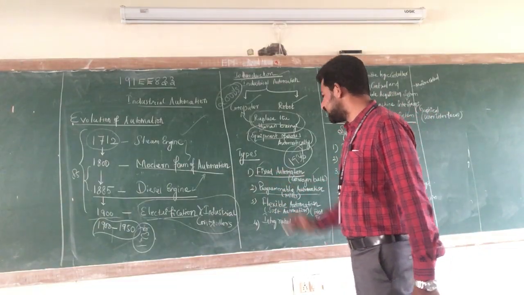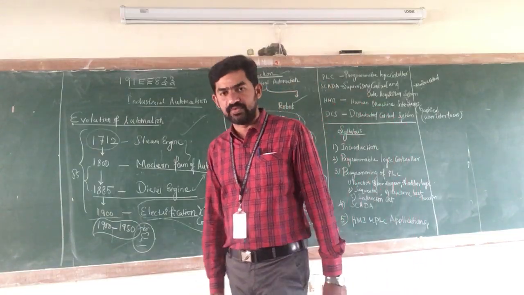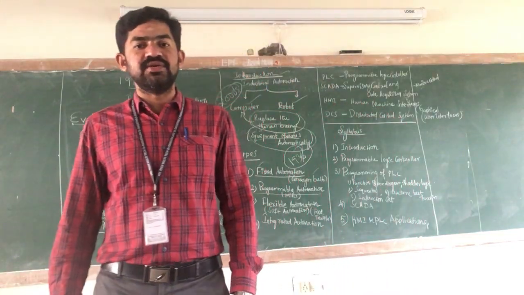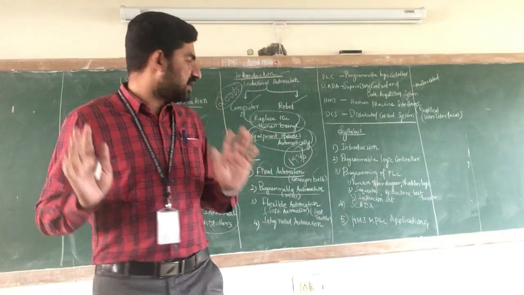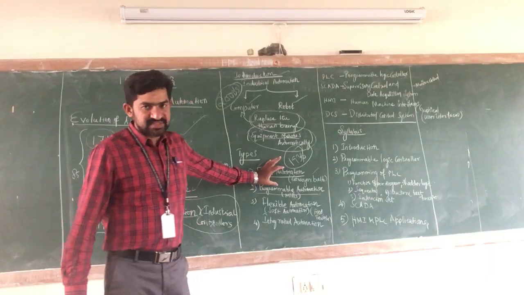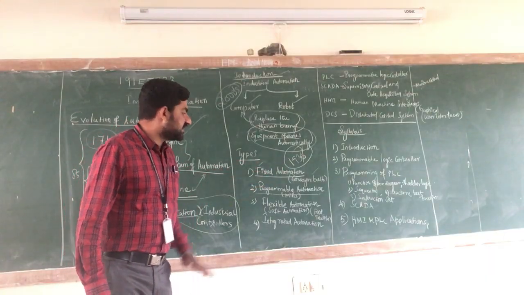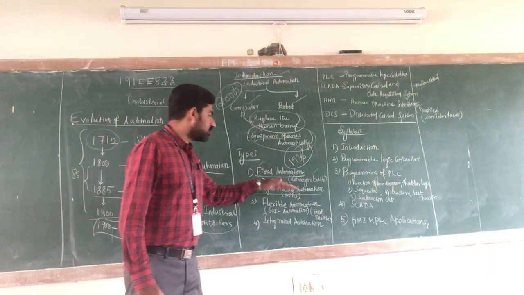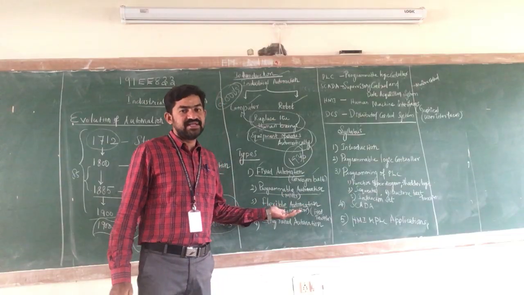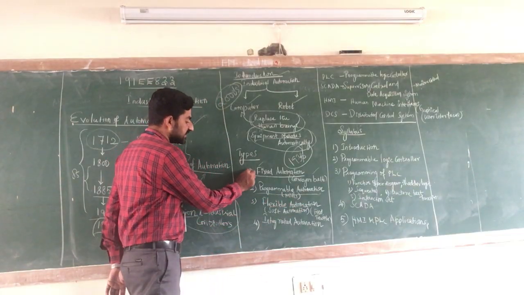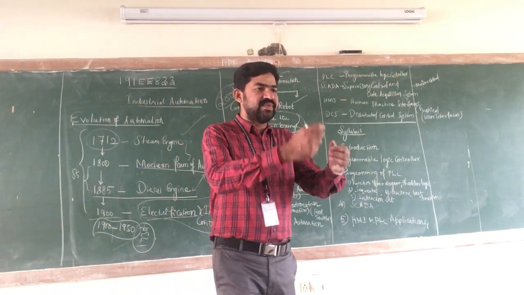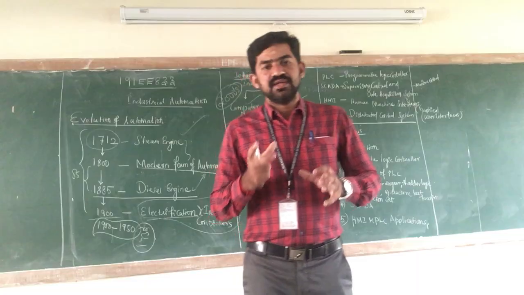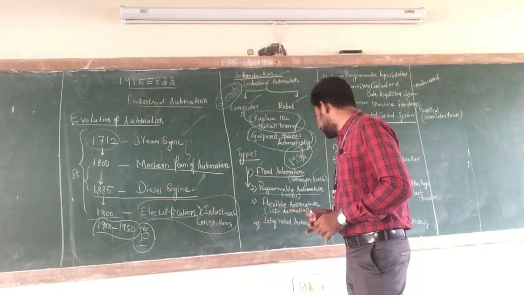The first one we took up is fixed automation, which is used only for the semi-automation process. The next one, which people consider very important, is programmable automation. People take it as the development of the next level, the next stage of evolution. So the next one is programmable automation.